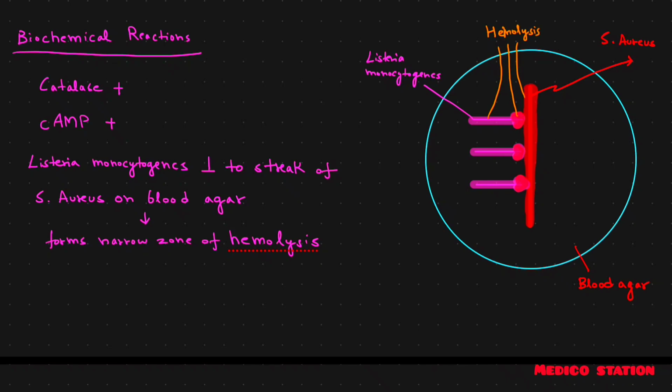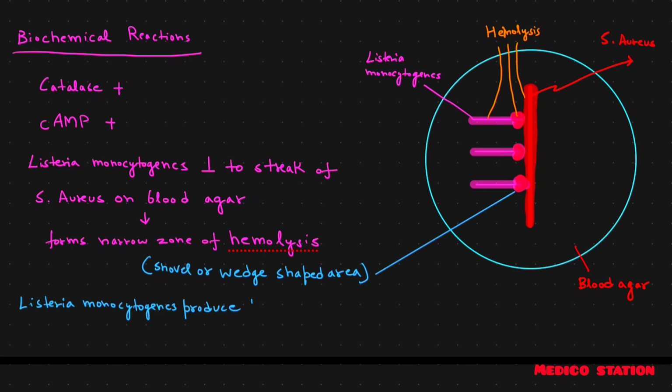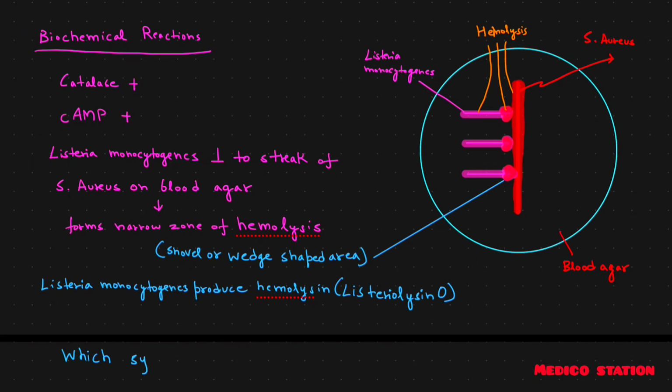And in the area where these two bacteria are close, there is formation of a shovel or wedge shaped area because of increased hemolysis due to the synergistic effect. Listeria monocytogenes produces a hemolysin known as listeriolysin, which synergizes with Staph aureus beta lysin, leading to increased hemolysis in that area. This is a positive CAMP test.